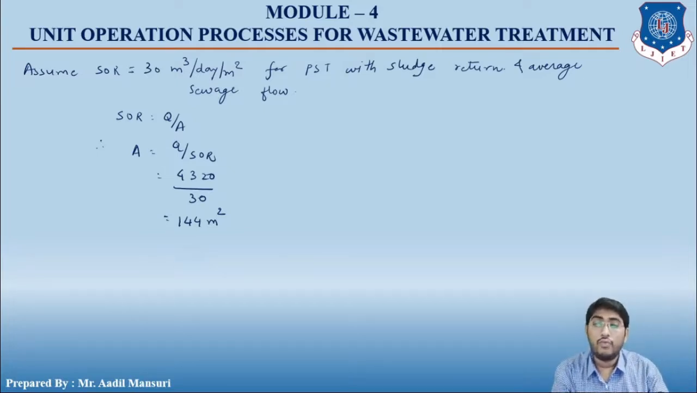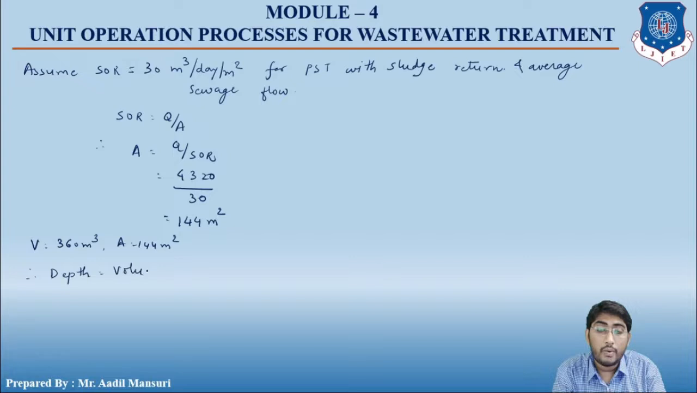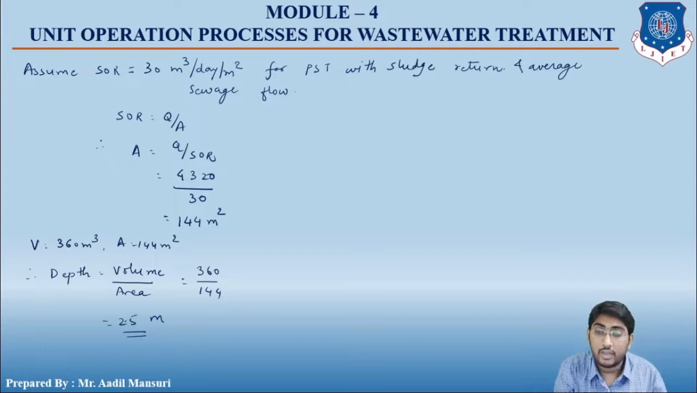Now we need to find out the depth. Okay, so we have got volume equal to 360 meter cube, right, and area equal to 144 meter square. So can we find out depth? Therefore depth will be equal to volume upon area, that will be equal to 360 upon 144, and this will be equal to 2.5 meters. Okay, clear?